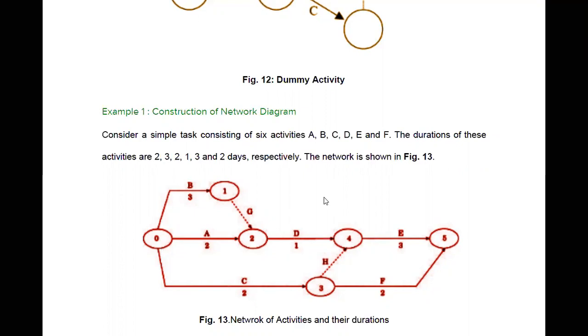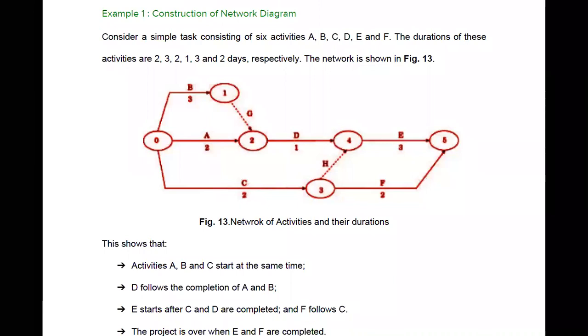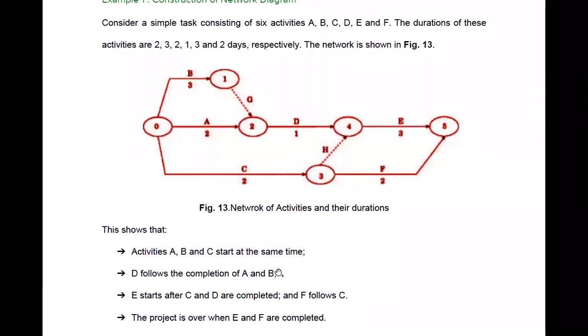So let us have a detailed understanding with respect to this example. What you can understand here is that the activities A, B and C start at the same time. Can you observe here? All these 3 activities, A, B, C, are starting at the same time.